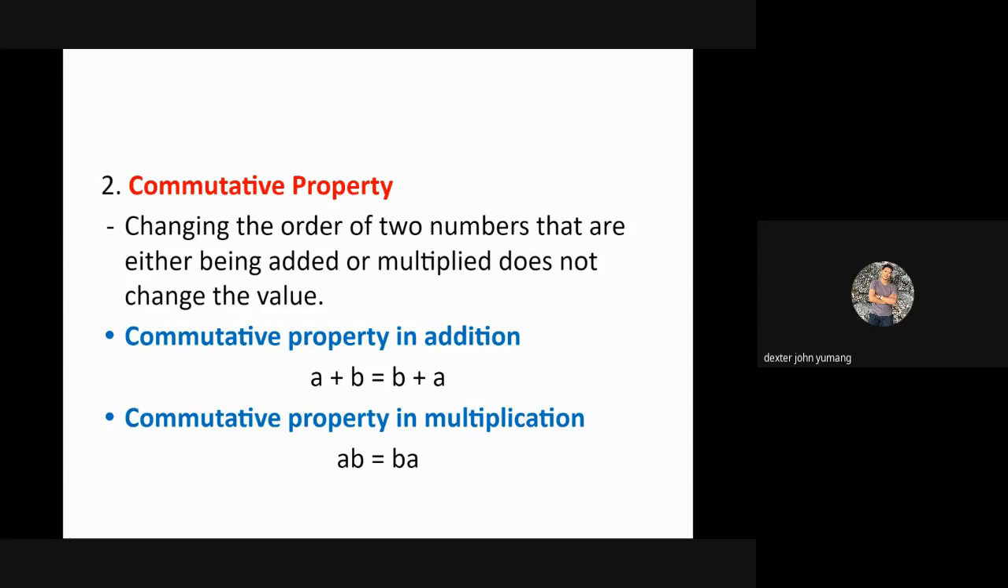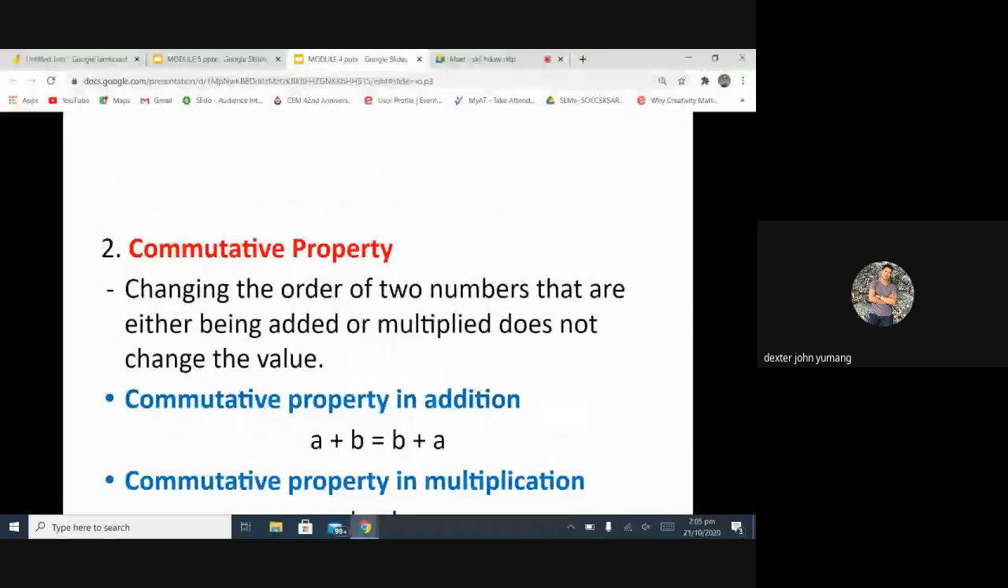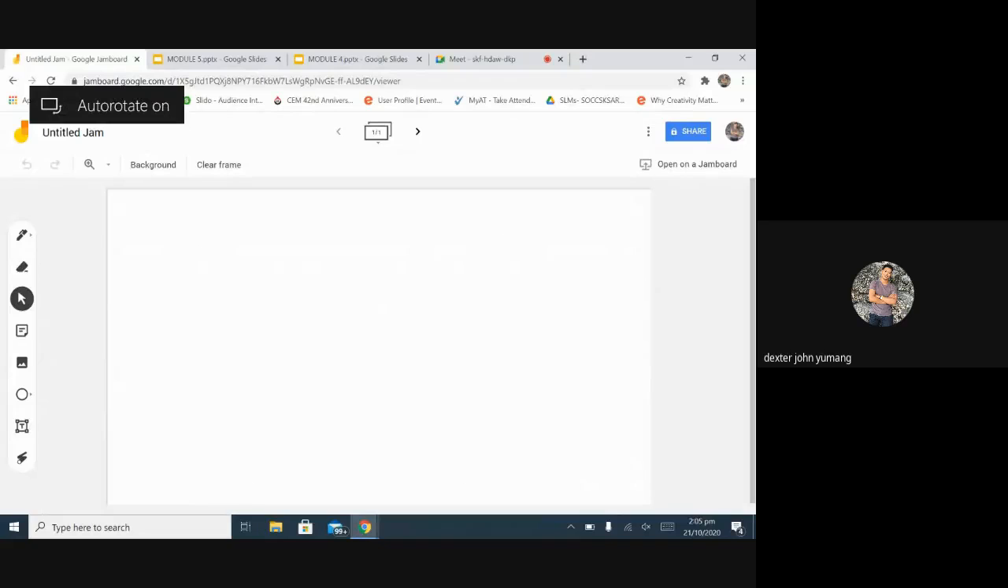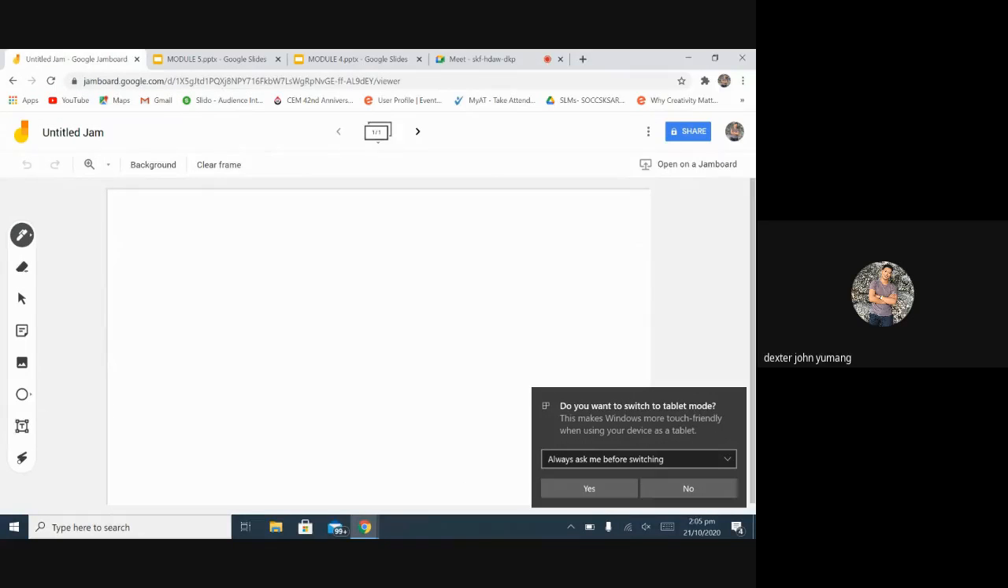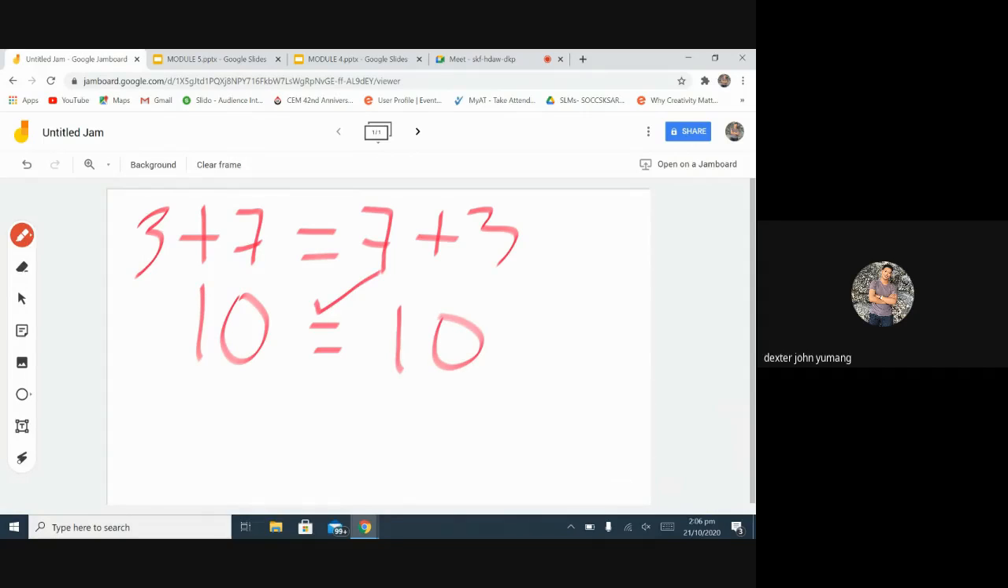Let me show you an example of that, using this Google Jamboard. There are still students who are joining. So example po, 3 plus 7 equals, pag binaliktad po natin yung order or gi-change natin ang position, magiging 7 plus 3. The same lang ba ang sagot kapag kinuha natin yung sagot nila? So kung 3 plus 7 is equal to 10, yung 7 plus 3 is equal to 10, and they are the same. Yan po yung tinatawag na commutative property. Binaliktad-baliktad man natin ang posisyon, the same pa rin ang sagot.